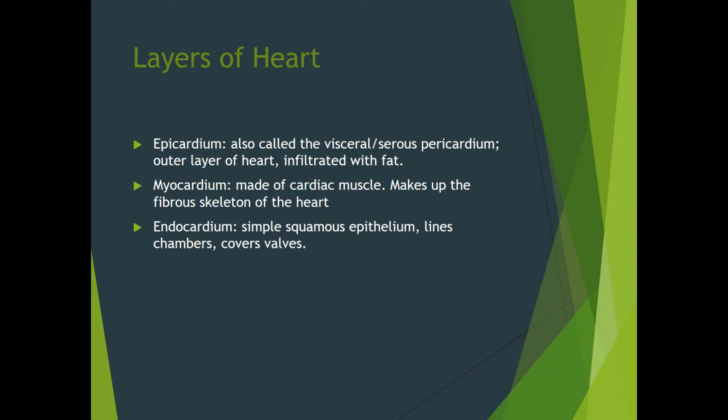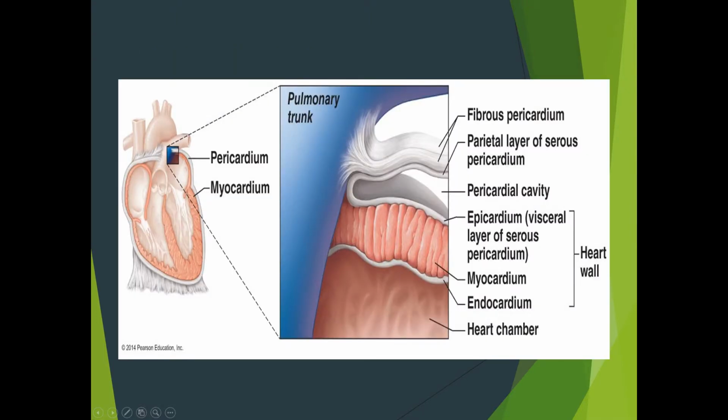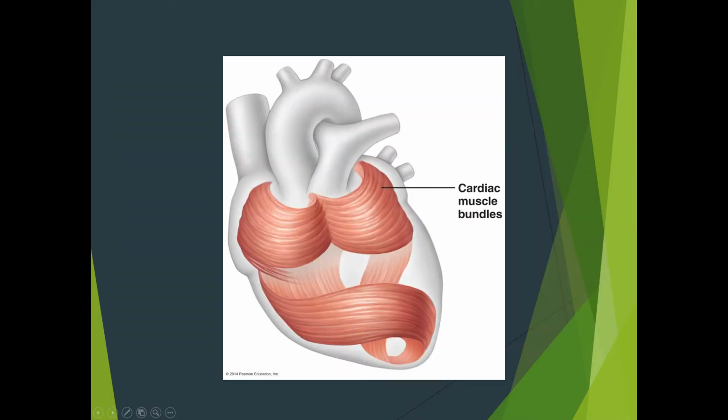The thickest layer of the heart is the myocardium, made up of the cardiac muscle, the cardiomyocytes, which makes the fibrous skeleton of the heart, and the endocardium is simple squamous epithelium that lines the chambers and covers the valves. And so here's just a picture showing the fibrous and serous portions of the parietal pericardium, and then the epicardium or the visceral serous pericardium, and the myocardium and the endocardium. And then this just shows the way the cardiac muscle is organized with the atria and then here into the ventricles.